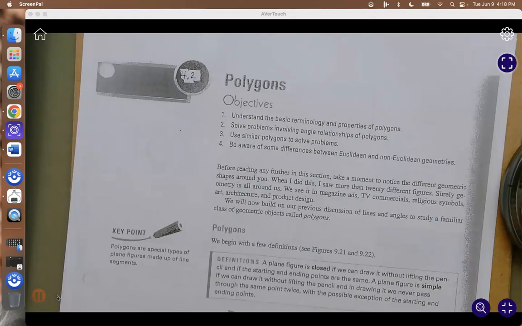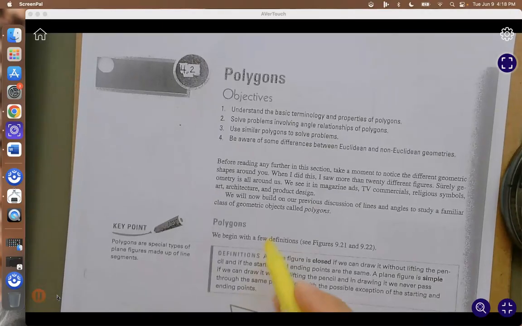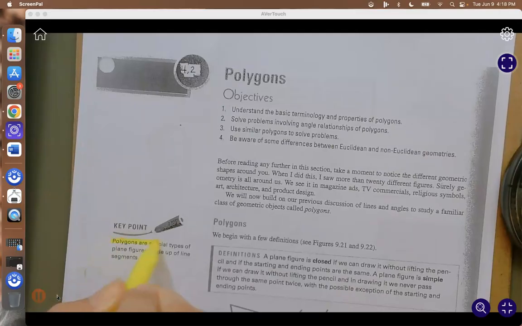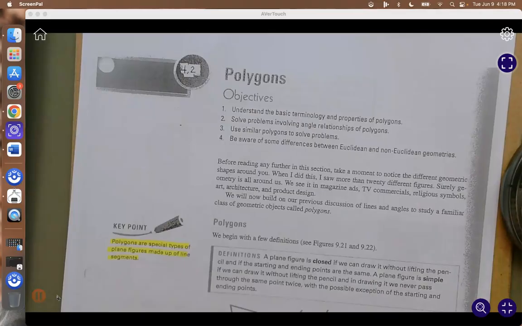Alright, today's lesson is section 4.2, polygons. We're going to do a lot of highlighting again today, not a lot of writing. So, to start with, a plane figure. Okay, so let's do polygons first. Polygons are special types of plane figures made up of line segments. Okay, that's the definition of polygon.